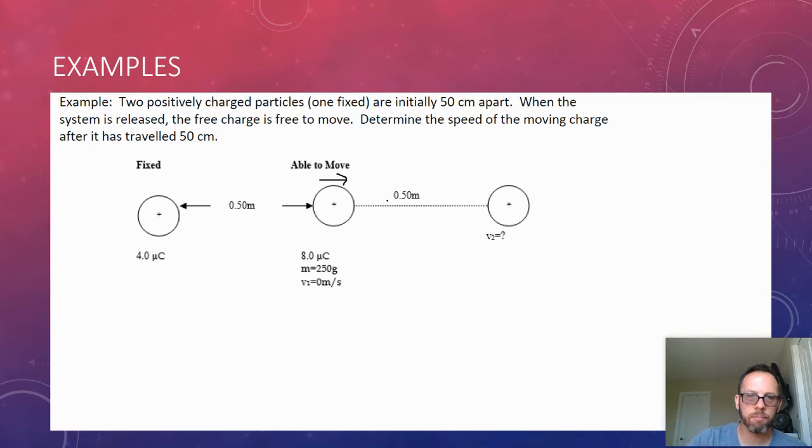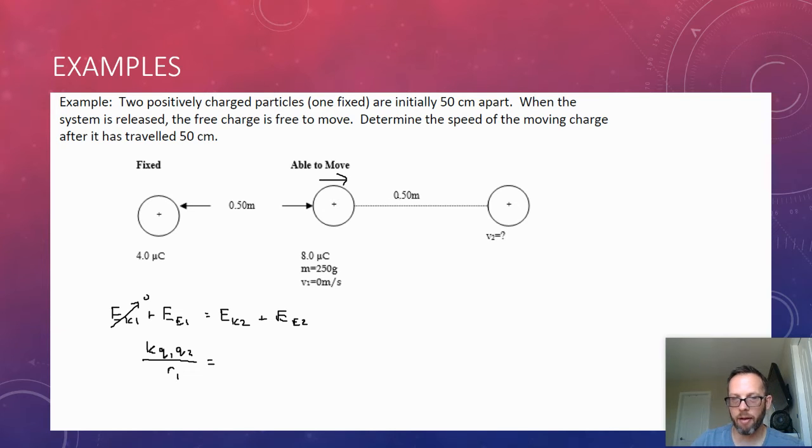So here we go. You can set this one up using negative delta EE equals delta EK. Or if you just feel good doing EK1 plus EE1, that's fine too. Equals EK2 plus EE2. Now, initially, both charged particles are being held and they're at rest, so we have no kinetic energy. We do have some electric potential energy, and it's given by K Q1 Q2 over R1, their initial distance apart. And then when the second charge has moved another 0.5 meters, it's a new distance away.